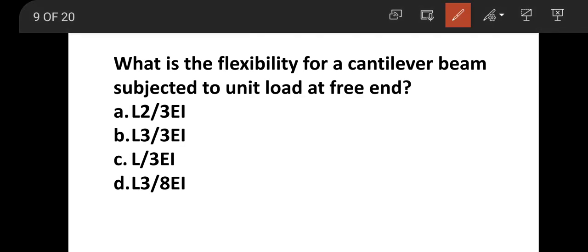Next question, what is the flexibility of a cantilever beam subjected to unit load at free end? So as you all know that flexibility is the inverse of stiffness. So for a cantilever beam with point load or unit load at free end, the stiffness is 3EI by L cube. Now over here it is inverse, so L cube divided by 3EI.